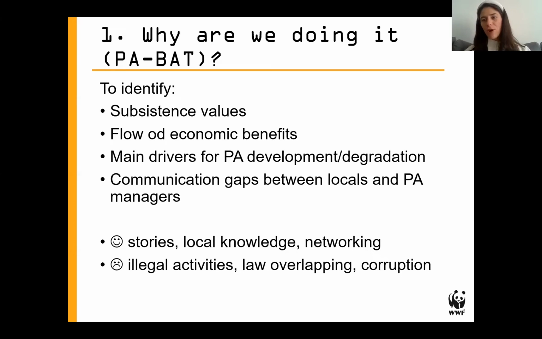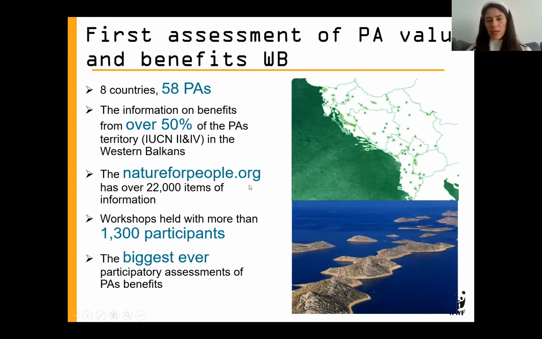So that's beyond capturing the results in the workshops. You can see on the map, I don't know if you see my cursor, all the green dots, which represent the protected areas that we have assessed. So it's 8 countries and 58 protected areas that we have visited and talked with local stakeholders. In that manner, we have assessed more than 50% of protected areas in the region, which are all national parks and partially some nature parks. So it's IUCN categories II and IV.